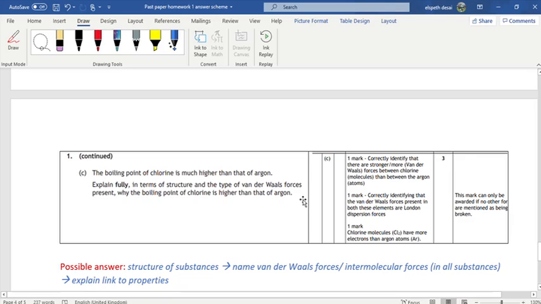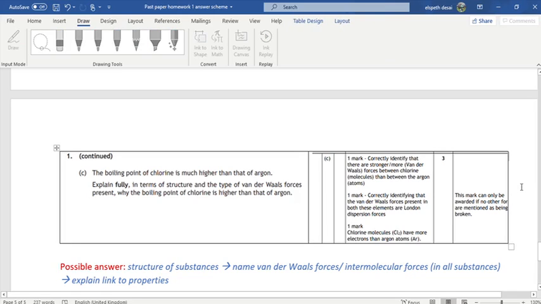Now, I'm not sure if I'd mentioned this before. Van der Waals forces is a general word which refers to all intermolecular forces. Now, the only type we've learned about so far is London dispersion forces, but we'll learn about a couple more types in the next topic. So we've got to explain fully why the boiling point of chlorine is higher than that of argon, and this is a 3-mark explain question.